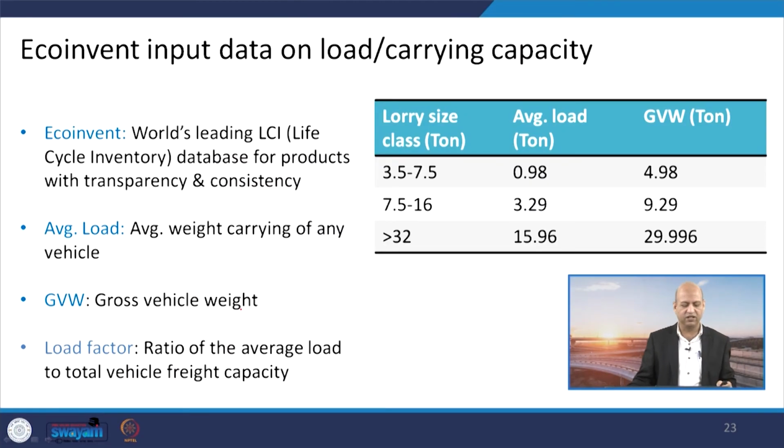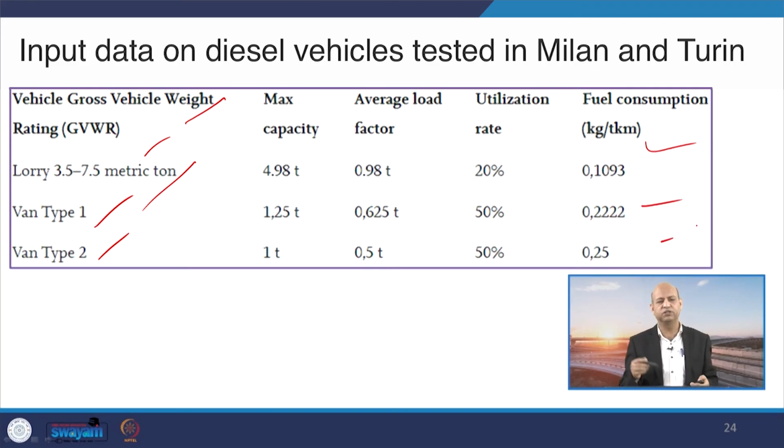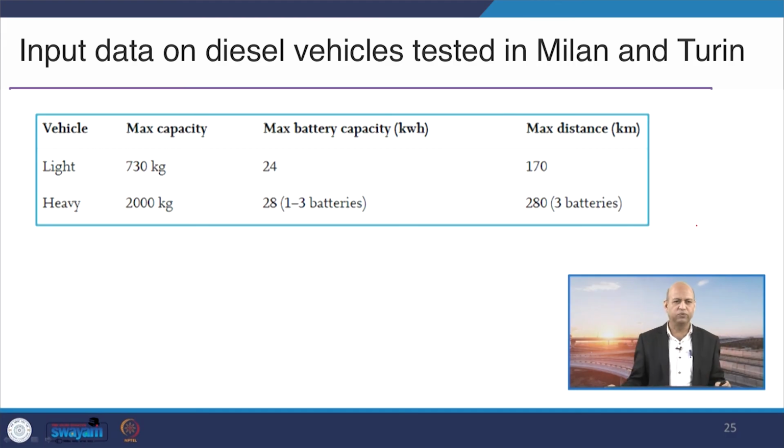Similarly, there is this economic inventory data, if you remember that input-output data related thing. So, that kind of capacity related data analysis was also there. Average load or gross vehicle weight, all these things are tabulated basically to see the impact. And you can see another data set in terms of a table: vehicle gross weight ratings, lorry, how many tons, type 1, type 2 vans, the capacity, average load, and fuel consumption. These values will really help us make calculations for emissions.